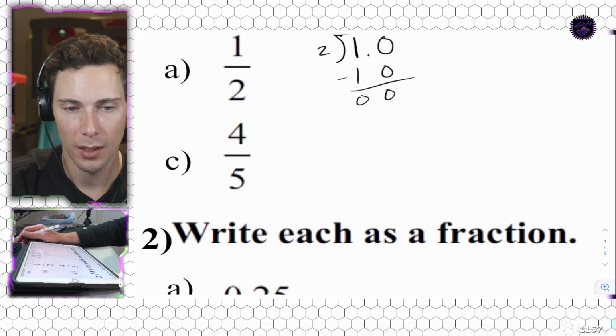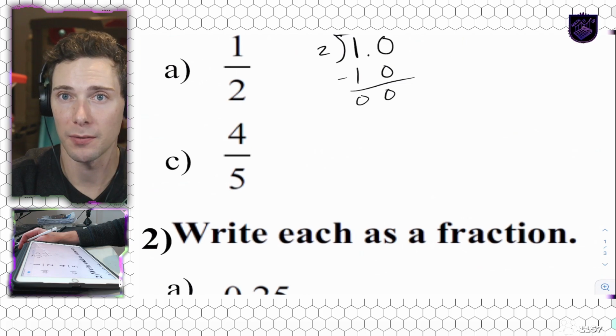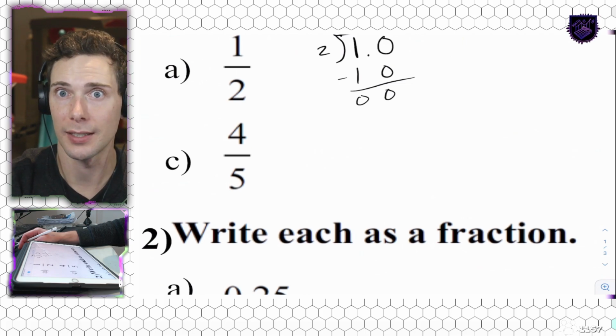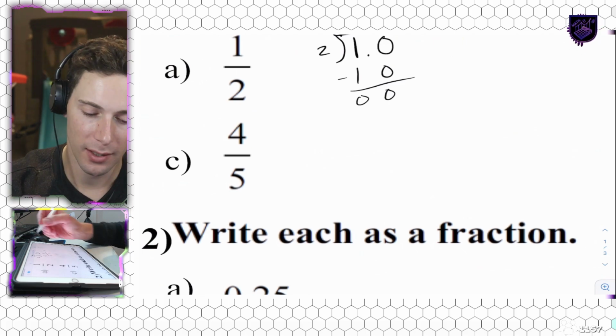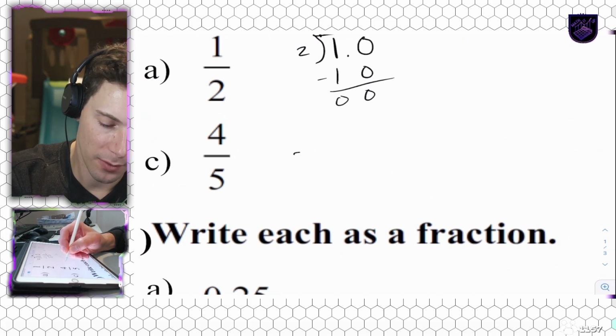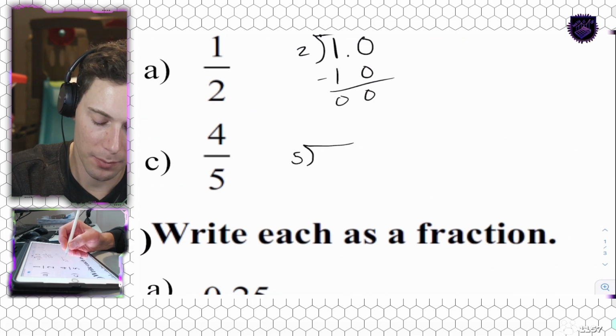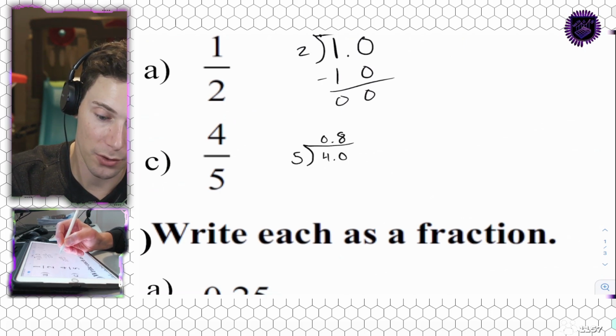4/5. You can get there pretty easily. You just make it out of 10, times each by 2, then it becomes 8/10, which is 0.8. But long division, because it's so much fun. 5 outside the division bracket, 4 on the inside. It does not go into 4. 5 will not go into 4. We're going to need our decimals. 5 goes into 40. How many times? I think 8 times.